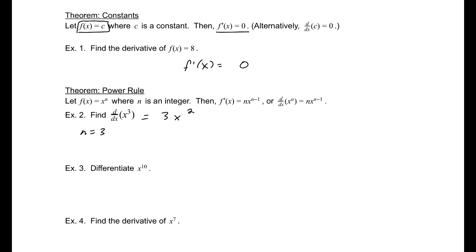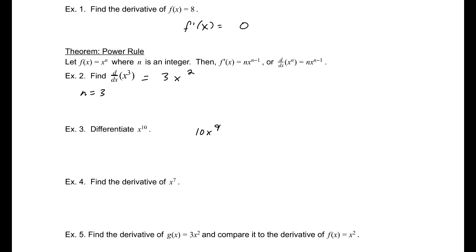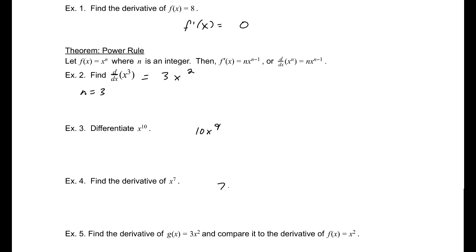Example 3, differentiate x to the 10. Well, the derivative of that is going to be 10x to the n minus 1, so that'll be 10x to the 9. Go back in the last section and look at those quadratic functions and see if you can make sense of those a lot quicker now. The derivative of x to the 7 is 7x to the 6. We reduce the exponent by 1, and we multiply by the old exponent.